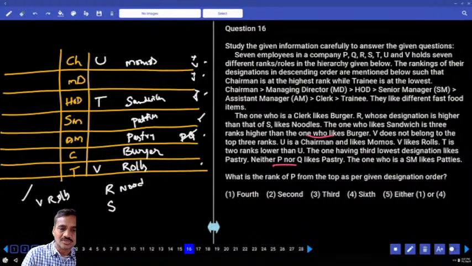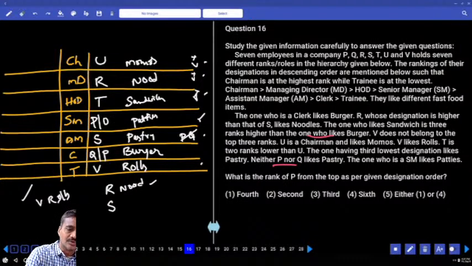And if W likes rolls, next we are left with noodles. Now who likes noodles here? R likes noodles. Then P and Q cannot be at this place. If P and Q cannot be here, S is here. Now if S is here, P is here, Q is here. No information given about these two. Done?